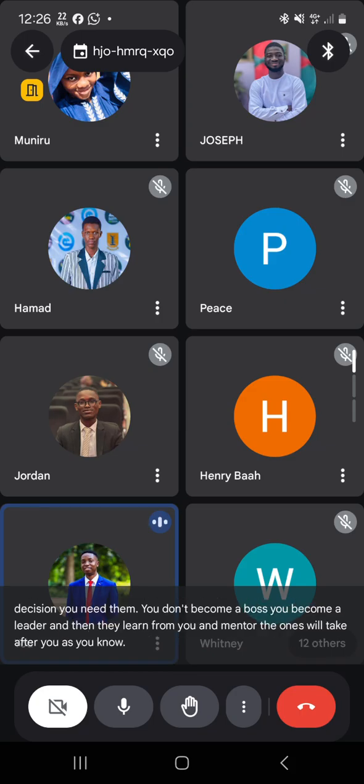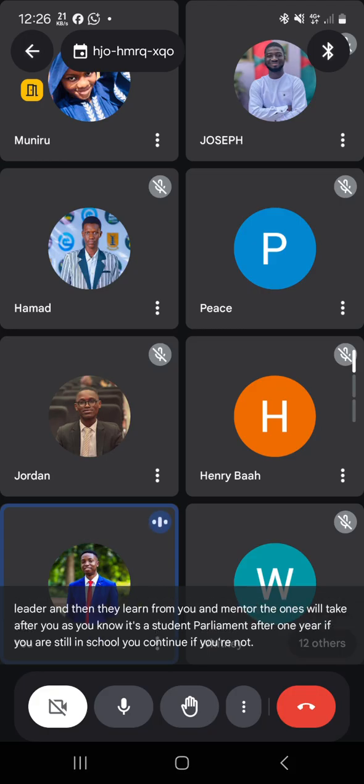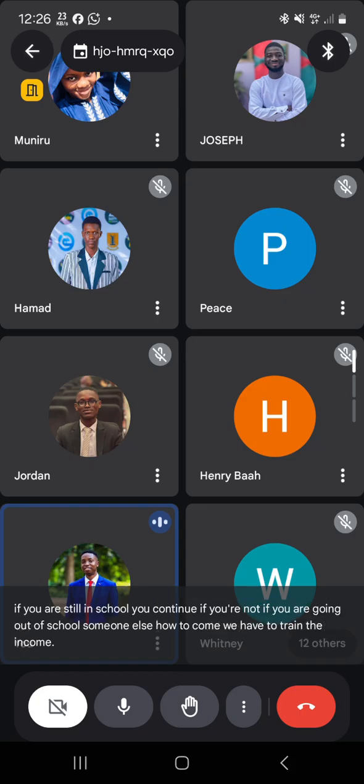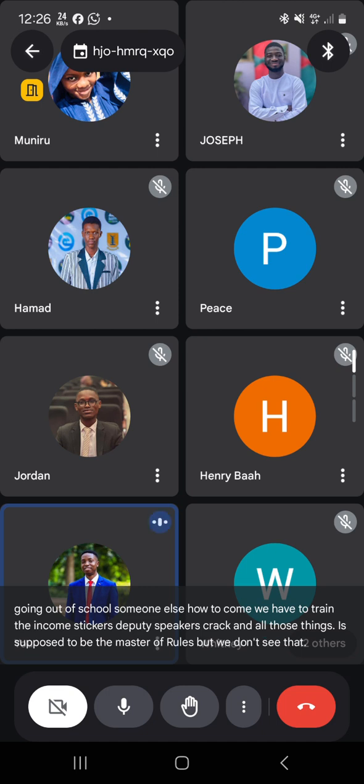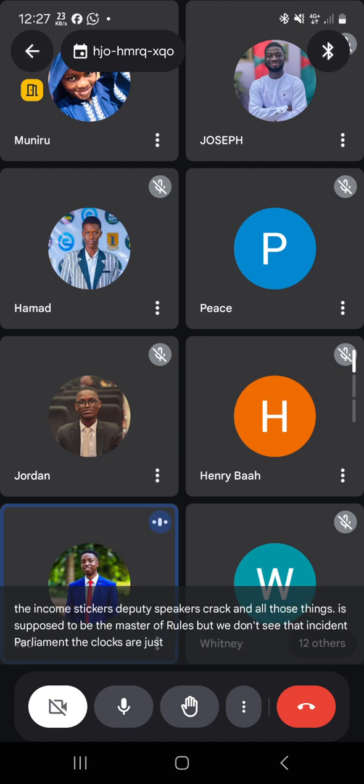As you know, it's a student parliament. After 1 year, if you are still in school, you continue. If you are going out of school, someone also has to come. So you have to train the incoming speakers, deputy speakers, clerk, and all those things. The clerk is supposed to be the master of rules, but we don't see that in student parliaments. The clerks are just writing minutes. As a matter of fact, you, the clerk, should be able to advise the speaker on what to do. You should be the master of the parliamentary rules and all those.